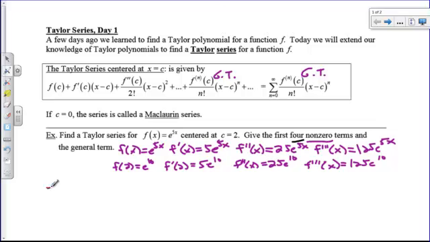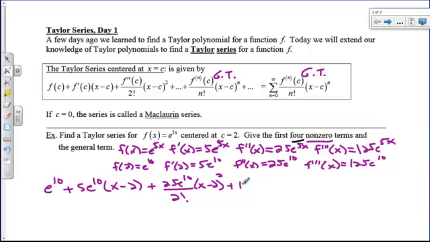So we're going to write this down as e to the 10th. There's f of 2, f of our center, plus f prime of 2, 5e to the 10th, times x minus 2. And then plus 25e to the 10th over 2 factorial times x minus 2 squared, and then plus 125e to the 10th over 3 factorial times x minus 2 cubed. Now let's see if we can condense this down to a general term.